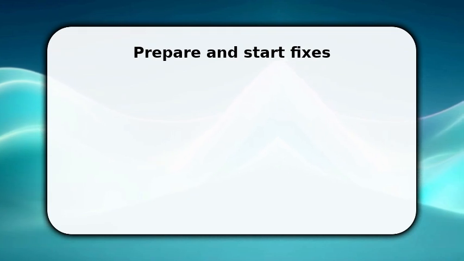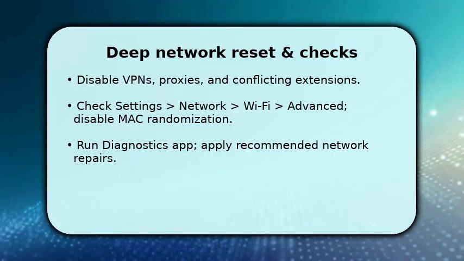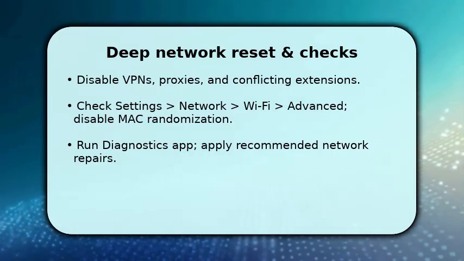Next, forget the problematic SSID and reconnect with the correct password. These immediate steps reset the wireless handshake and often clear transient issues. After reconnecting, disable any VPN, proxy, or network extensions because they can block DHCP or DNS.